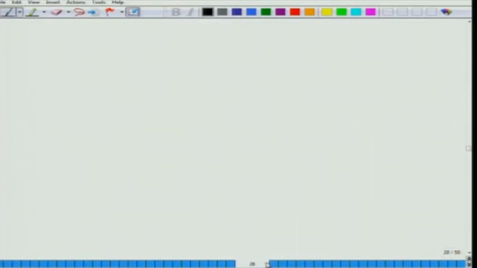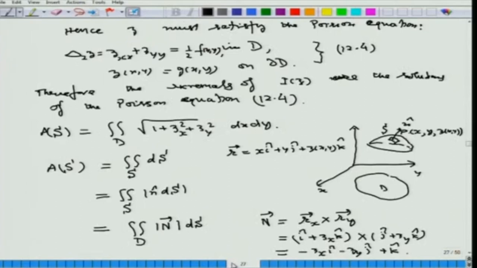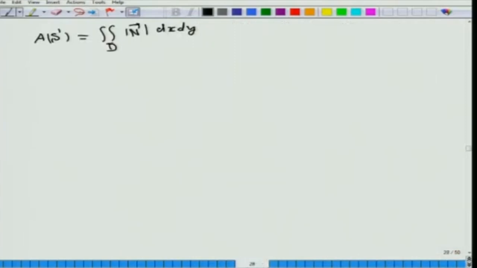And so this A of S, the area of S, which is the double integral over D now of the absolute value of n, d x d y. And so you get this absolute value of n as the square root of 1 plus z x square plus z y square, and d x d y. So, that is what we had obtained earlier also.